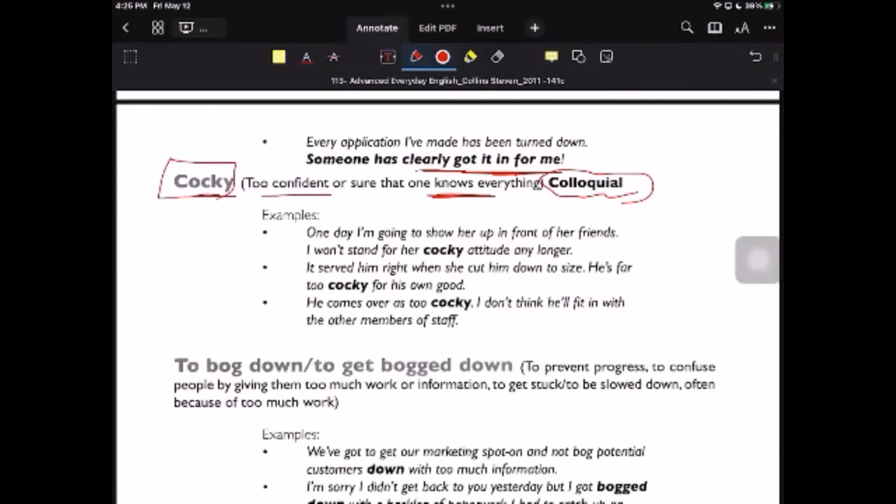One day I'm going to show her up in front of her friends. I won't stand for her cocky, confident attitude any longer. Okay, so yeah, like she knows everything, right? So it's bragging. It served him right when she cut him down to size. He's far too cocky for his own good. He comes over as too cocky. I don't think he'll fit in with the other members of the staff.